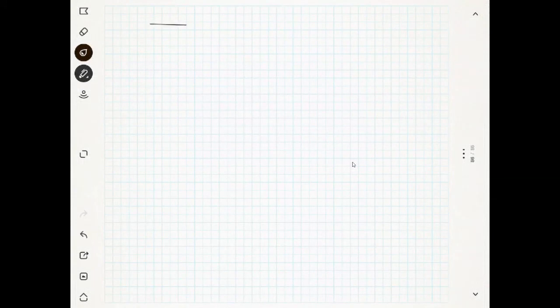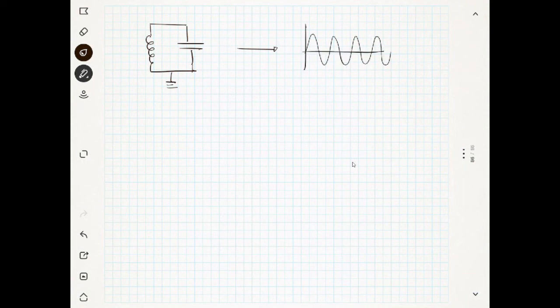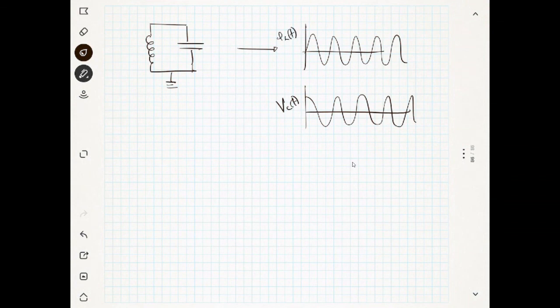You have an RLC circuit. Suppose you have an RLC network like this. As we said in the previous situation, you know that the current through the inductor will be sinusoidal, right? And the voltage across the capacitor will be cosinusoidal like this. Is it okay? I think you understood this, right?